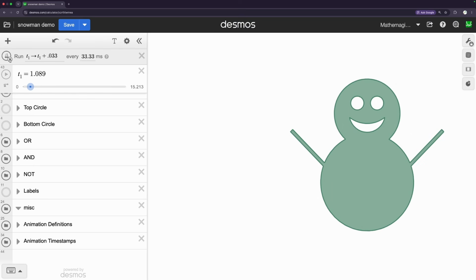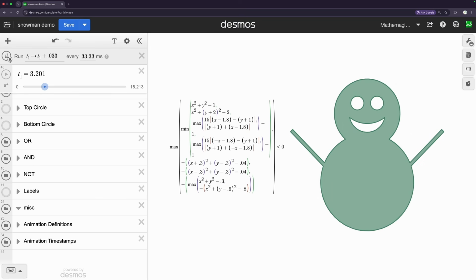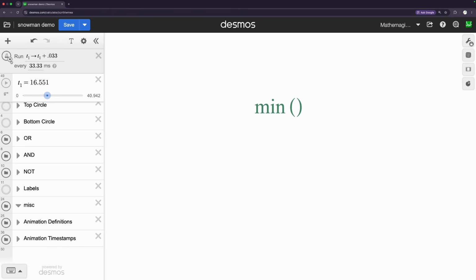I made this snowman with a single inequality by using a combination of minimum and maximum functions. In this video, I'll show you why that works, and by the end, you should be able to make whatever you want in one inequality like this. This is the minimum function. It takes two or more numbers and outputs whichever one is smallest.